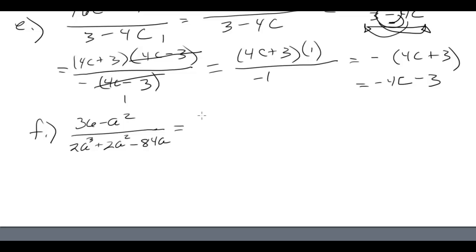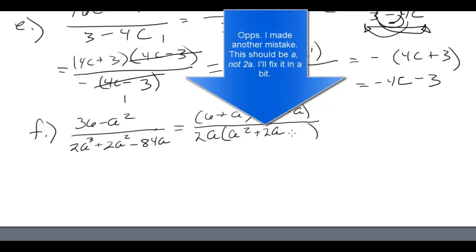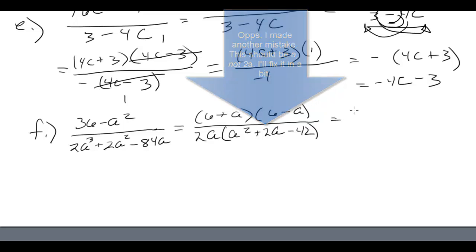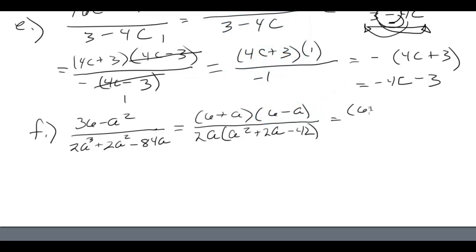All right, as I said, this is a difference of squares, so this is going to be 6 plus a times 6 minus a. If you don't believe me, FOIL those two binomials and you'll get 36 minus a squared. And, aha! I don't really have to factor a trinomial of degree 3 because I can factor out 2a. And what am I left with? Well, I'm left with a squared plus 2a minus 42. I've got to do a little more factoring. I've got 6 plus a times 6 minus a.